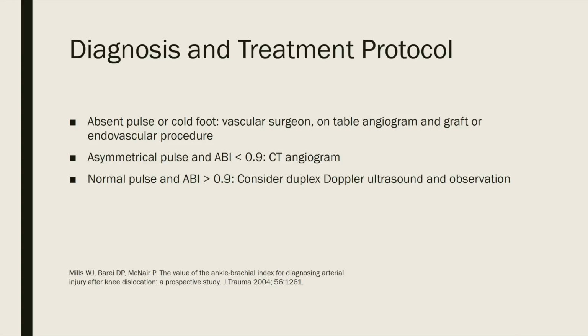If you've got an asymmetrical pulse, so you've got a pulse, you've got a reasonably warm foot, but the pulse doesn't feel right, and you do the ankle brachial index and it's less than 0.9, then you can do a CT angiogram to see what exactly the damage is and what needs to be done. If there's a normal pulse and a good ankle brachial index, then consider observation in association with a color duplex Doppler ultrasound scan.